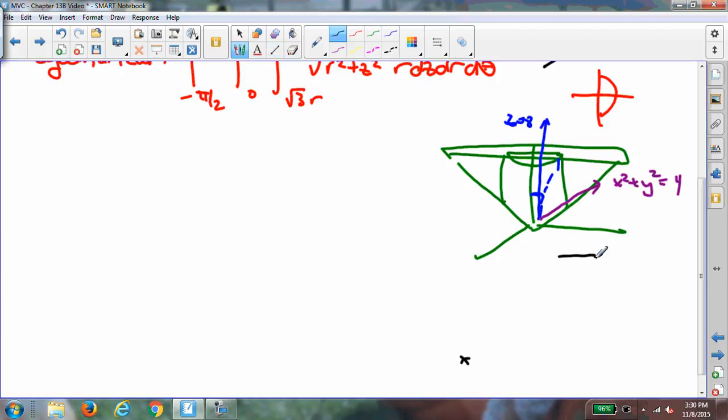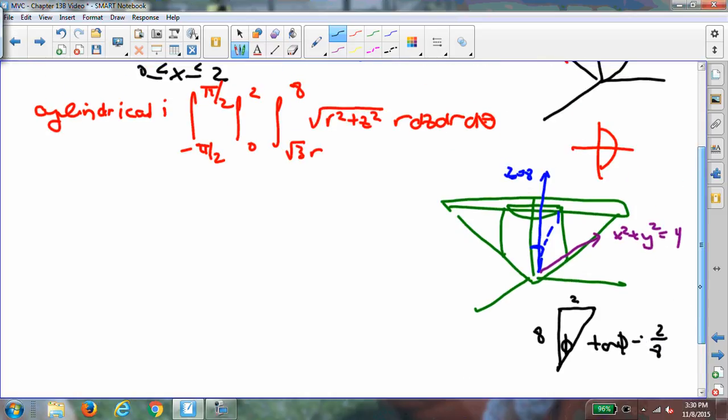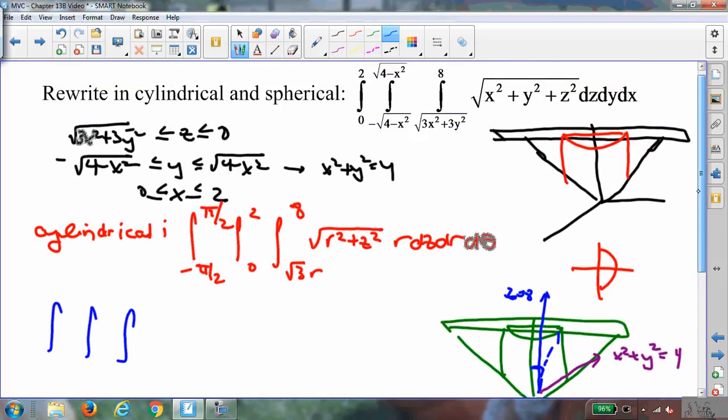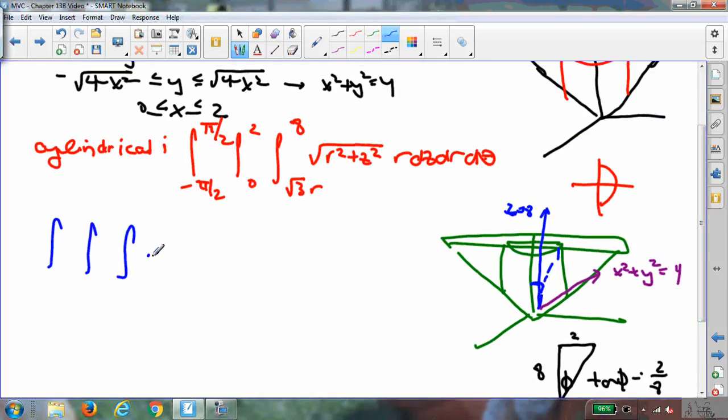R is 2, Z is 8. And so this is the phi that I'm interested in. So tangent of phi equals 2 over 8. So that means for my first integral, I'm going to have the integral, and this time square root of x squared plus y squared plus z squared is just rho. So this is going to be rho and then rho squared sine phi, and then d rho d phi d theta.